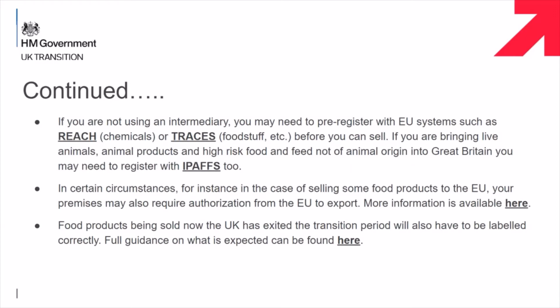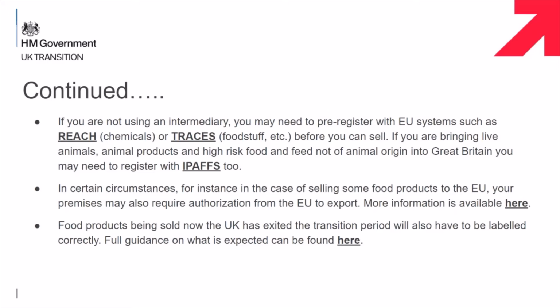If you're not using an intermediary, you might need to pre-register with certain EU systems. So if you're dealing in chemicals, you might need to register with REACH. If you're moving foodstuffs, with TRACES, before you can start selling. If you're bringing in live animals, animal products and some high-risk food and feeds not of animal origin into Great Britain, you might need to register with IPAFFS.